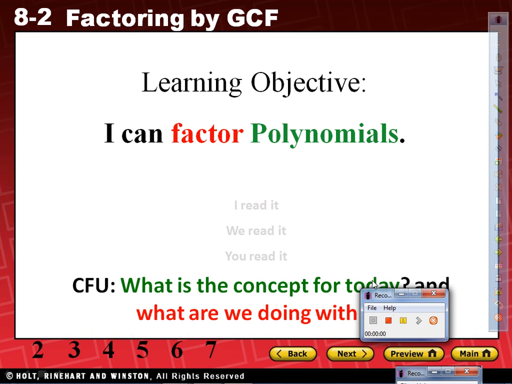All right, so let's start. Our objective for today: I can factor polynomials. Read it together. 1, 2, 3. I can factor polynomials. Tell your neighbor what concept we're revisiting again.